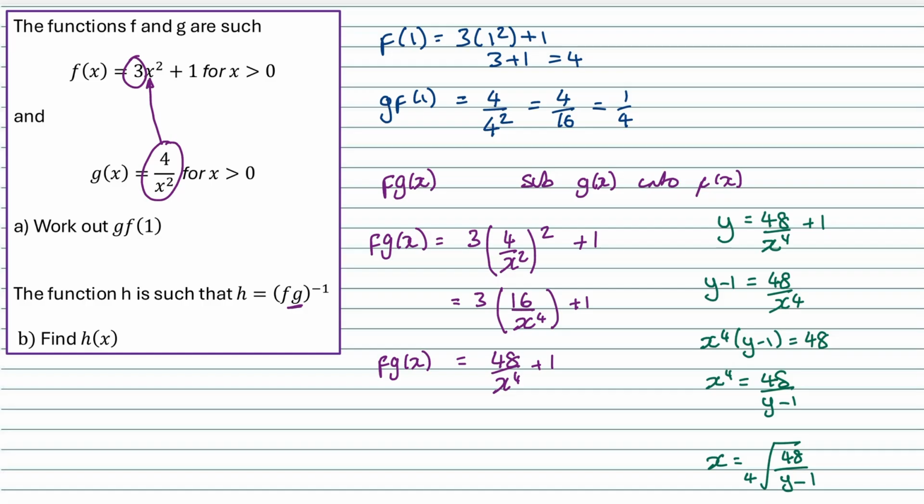So finishing this off, we can say if h is the inverse function of fg of x, then h of x will be the 4th root of 48 over, we need to replace this y with an x, so over x minus 1. And this would be h of x.